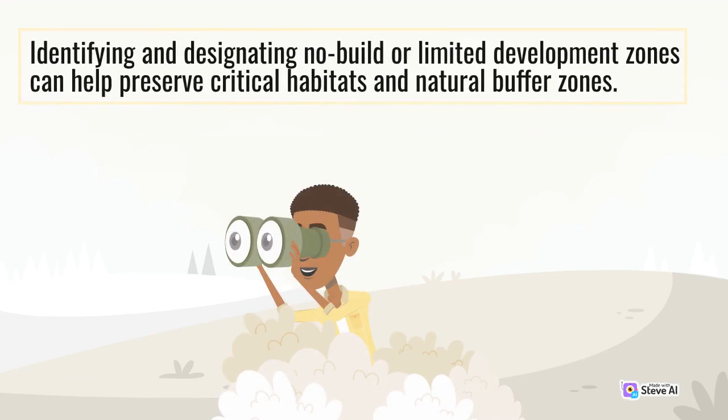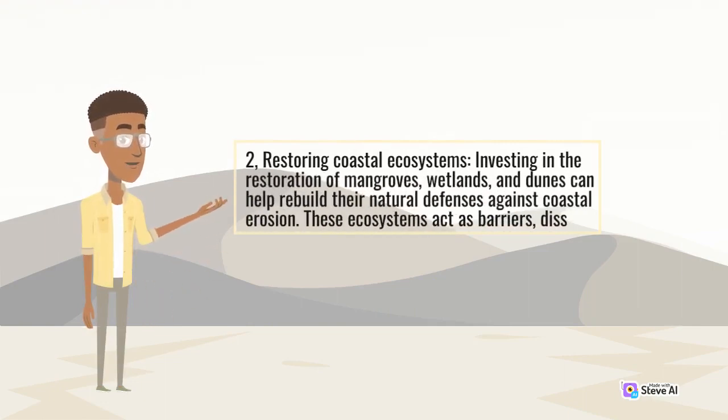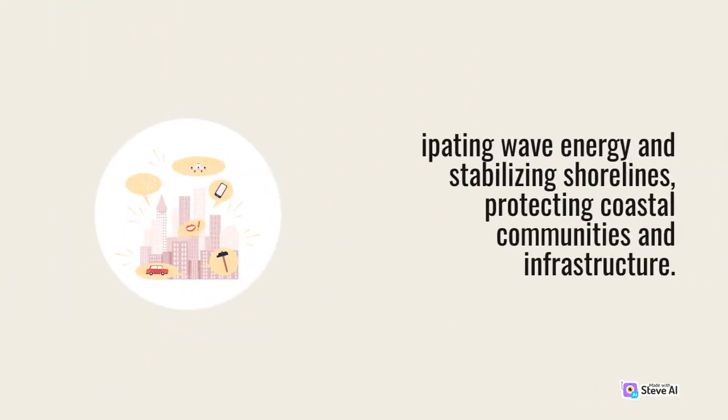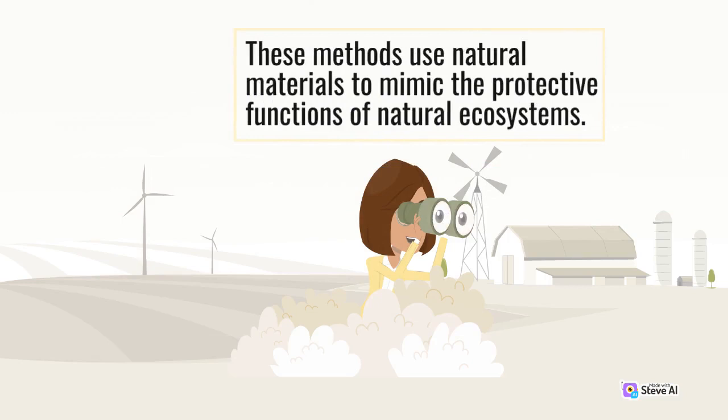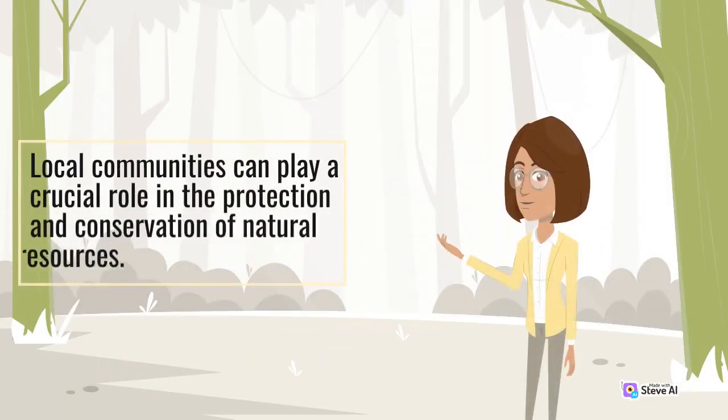Identifying and designating no-build or limited development zones can help preserve critical habitats and natural buffer zones. Second, restoring coastal ecosystems. Investing in the restoration of mangroves, wetlands, and dunes can help rebuild their natural defenses against coastal erosion. These ecosystems act as barriers, abating wave energy and stabilizing shorelines, protecting coastal communities and infrastructure. These methods use natural materials to mimic the protective functions of natural ecosystems. Local communities can play a crucial role in the protection and conservation of natural resources.